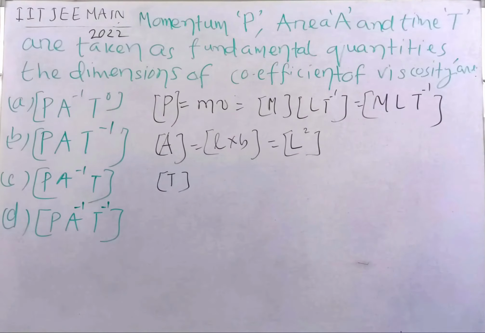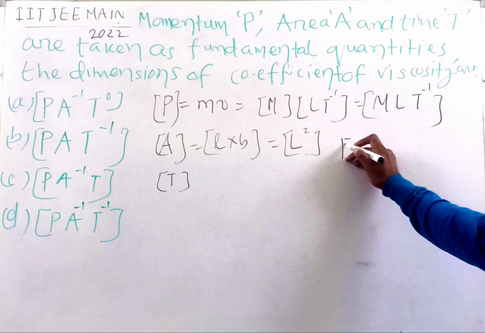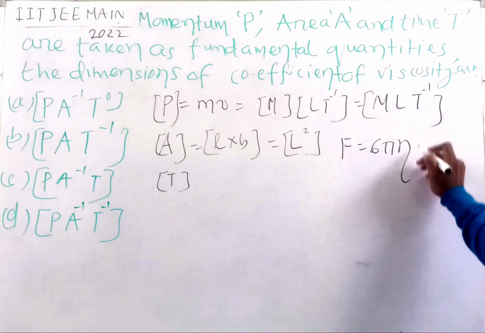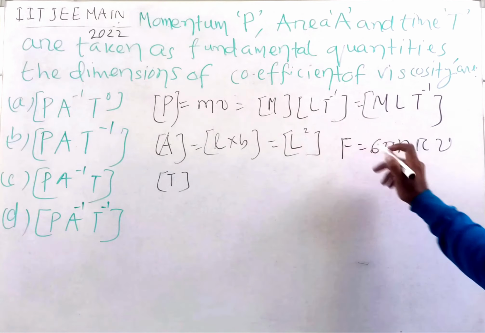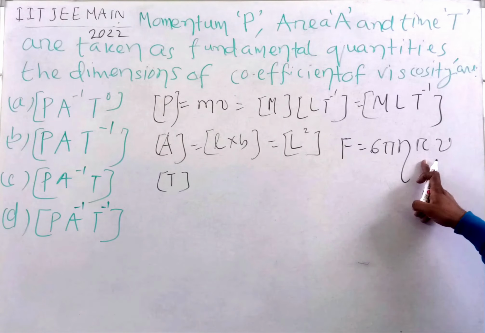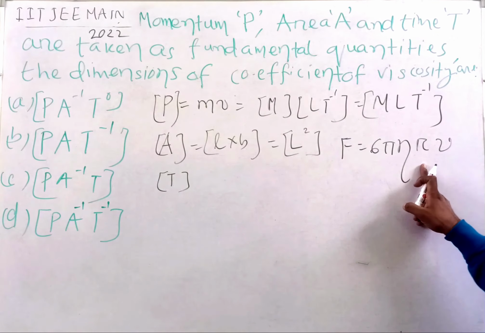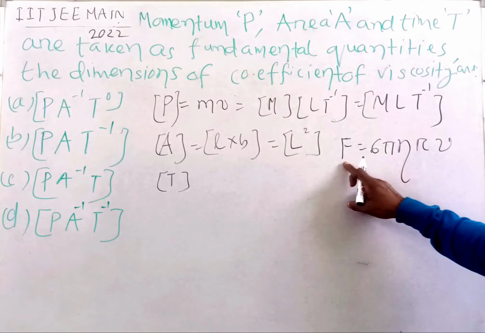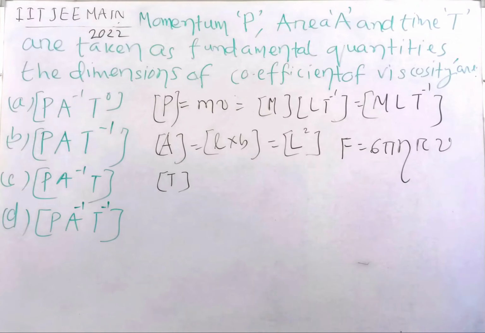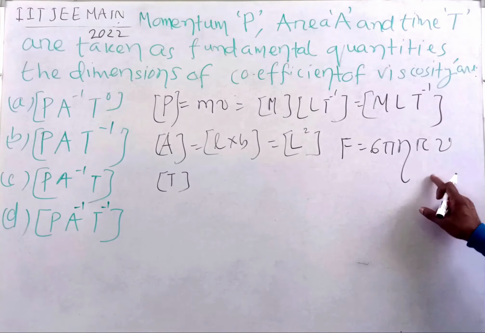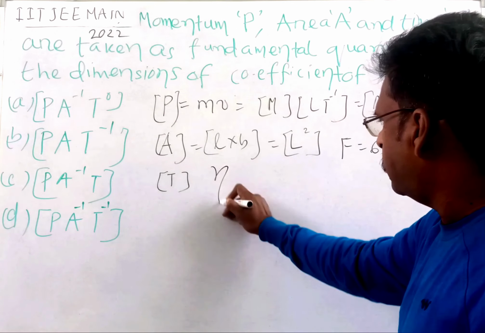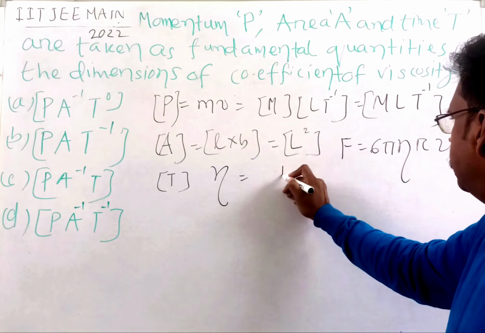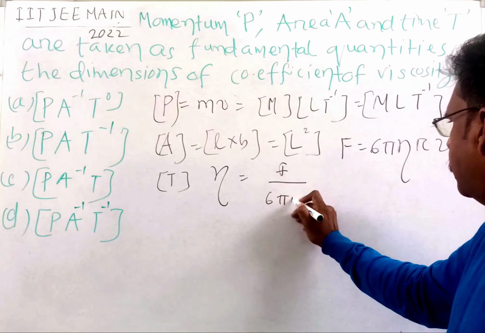Okay students. Then what is the dimensions of coefficient of viscosity? We know from Stokes' law F is equal to 6 pi eta rv. If a ball of radius r moves through a viscous liquid of coefficient of viscosity eta with a velocity v, then the viscous force acting on the ball is given by F is equal to 6 pi eta rv. From this equation we get the formula for eta as F by 6 pi rv.